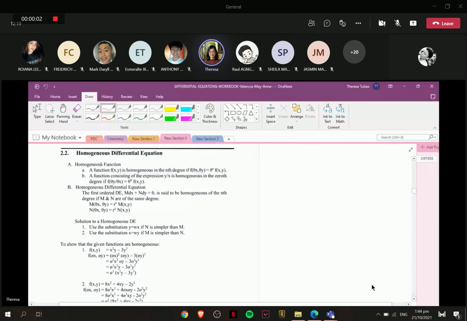Variable separable. But first we have to test if the given differential equation is homogeneous or not. So how do we know if a function is homogeneous or how do we know if it's not?